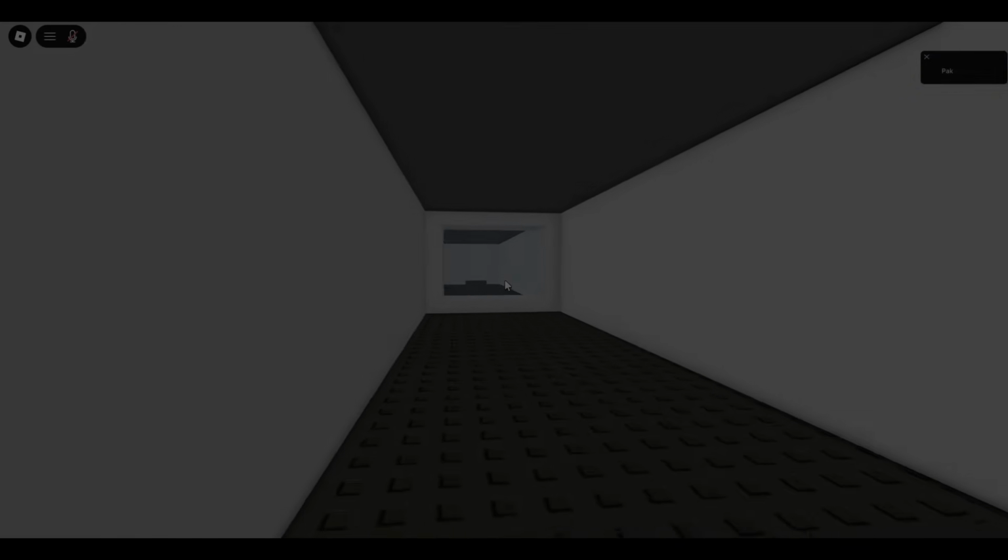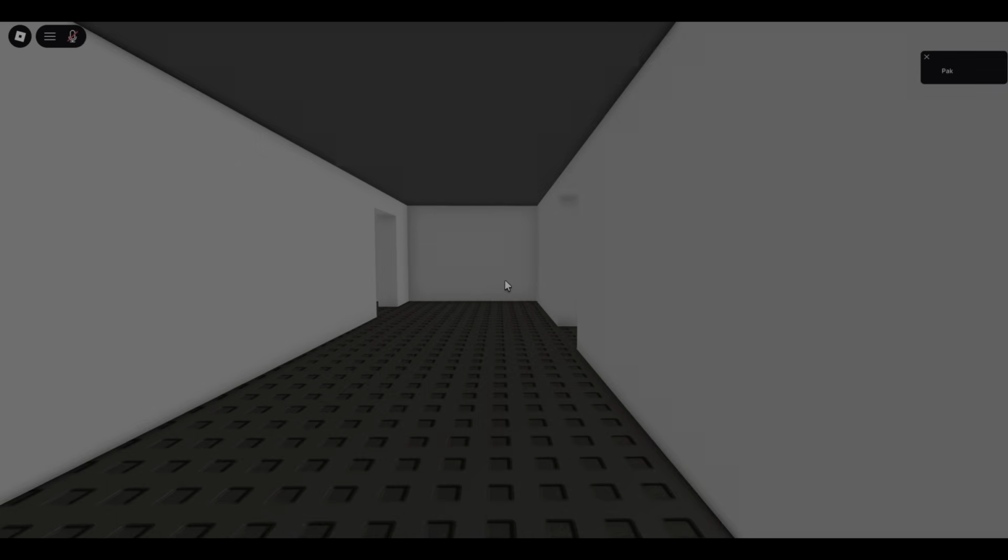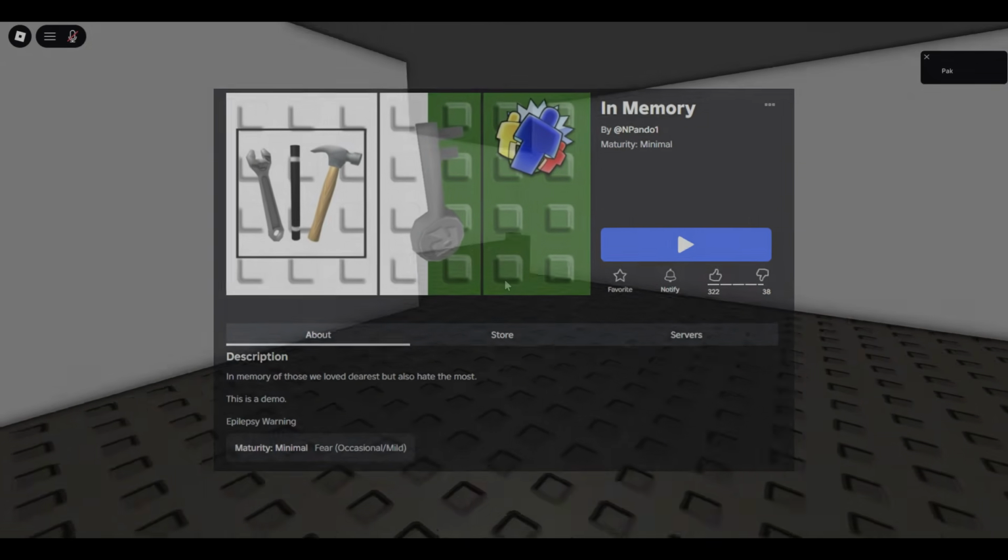Have you ever looked at something and thought there was something more to it? Something that, at first, seems completely normal, but the longer you look at it, the more you start to question what you're actually looking at. That's exactly how I feel about In Memory by NPando 1.